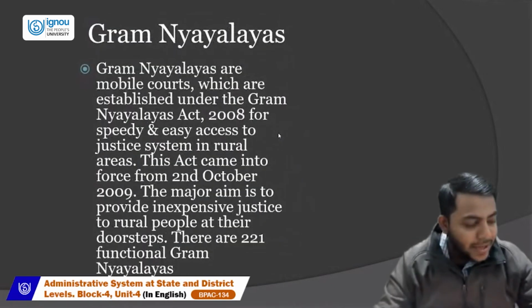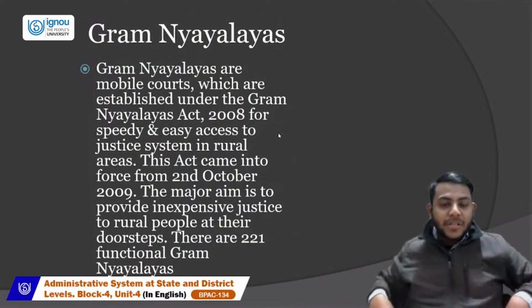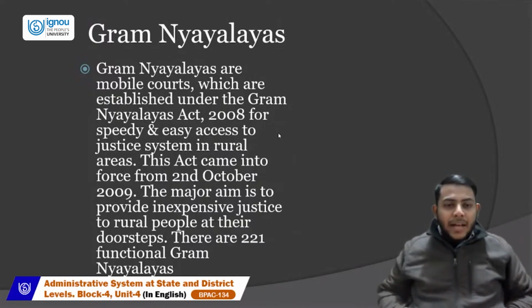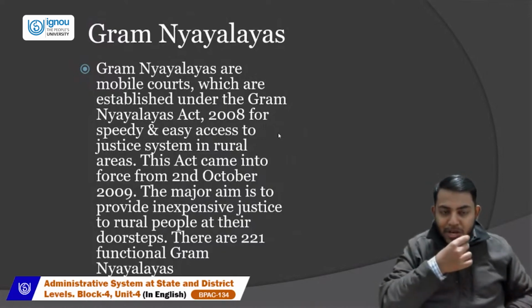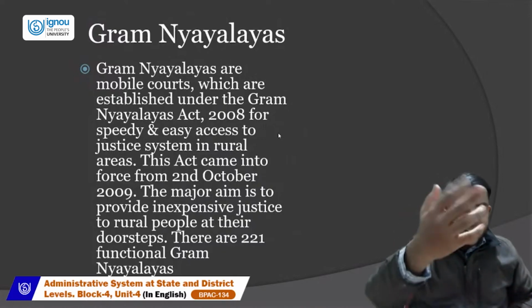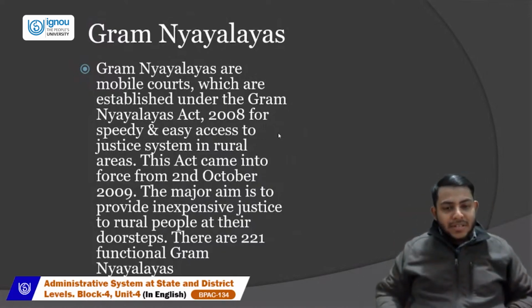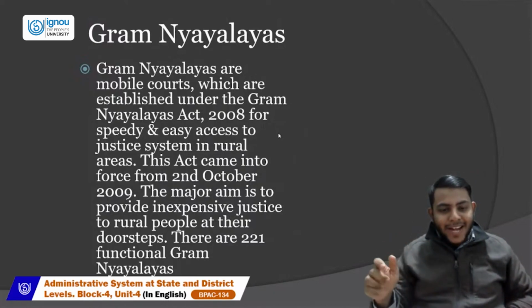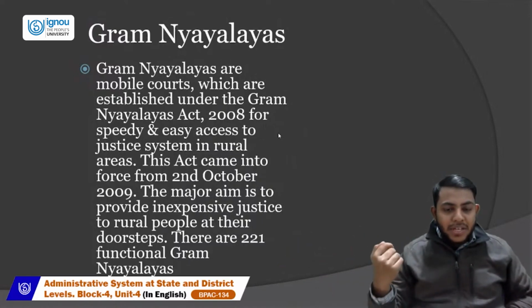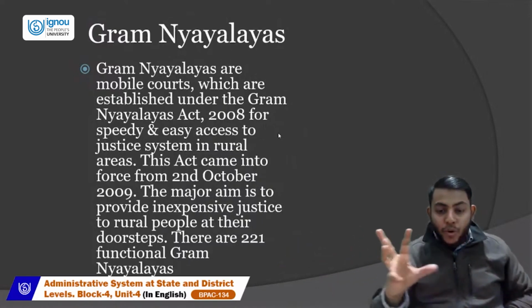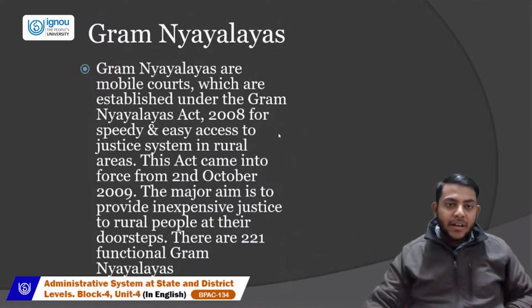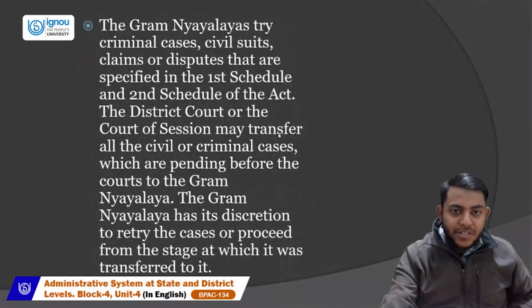And finally, we have Gram Nyayalayas which have also come up, which have been established under the Gram Nyayalayas Act of 2008, for speedy and easy access to the justice system, especially in rural areas. And the major aim is to provide inexpensive justice to the rural people at their doorsteps. And we see that finally 221 functional Gram Nyayalayas have been established.